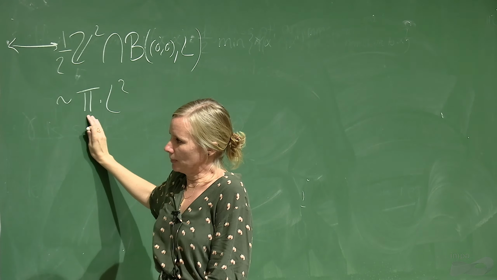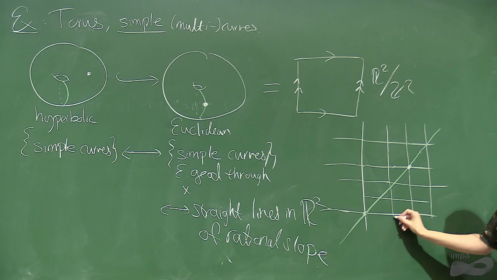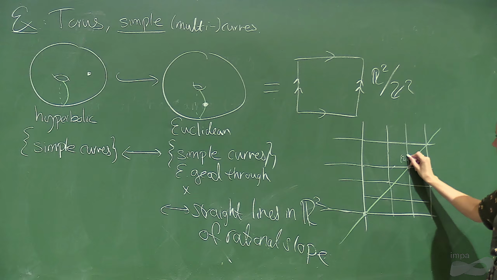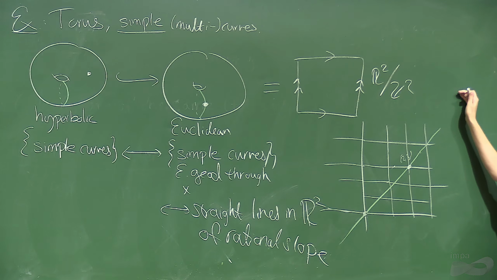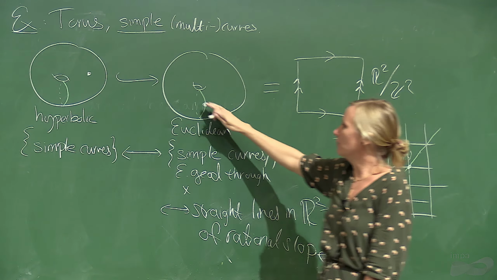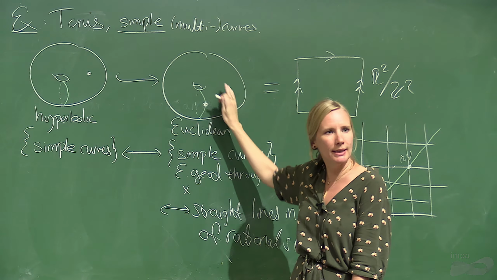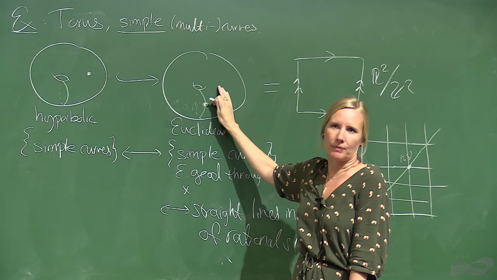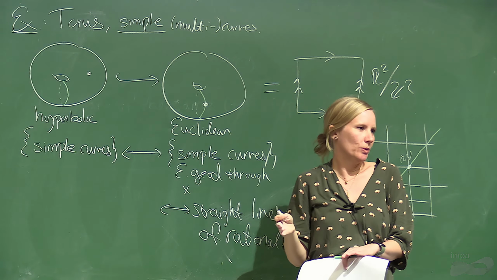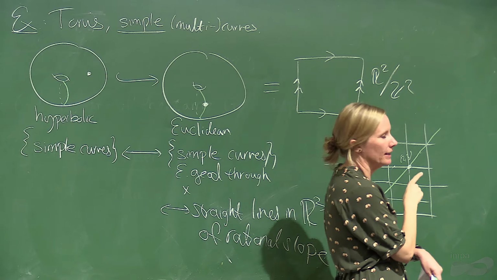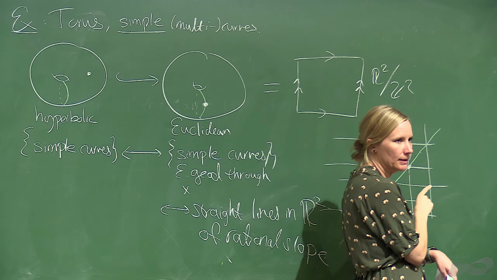I cheated a little bit, because this was supposed to represent 2, 3. If I did 4, 6, I would get the exact same line. Projected onto here, that would give me something that goes around this twice, which I view as a multi-curve because it's this curve times 2. So really what we're counting here is multi-curves of length at most L.